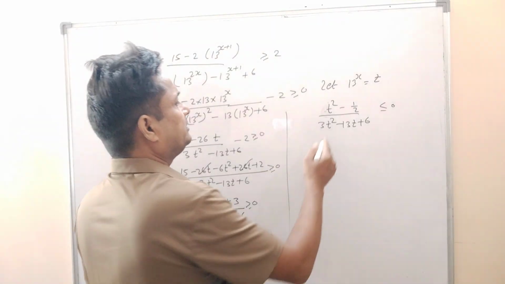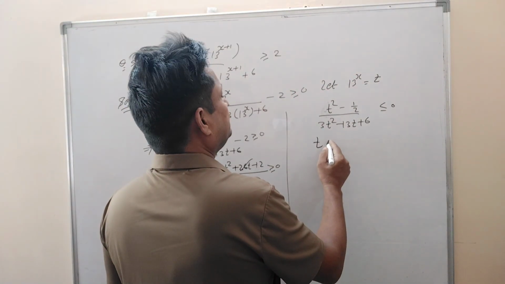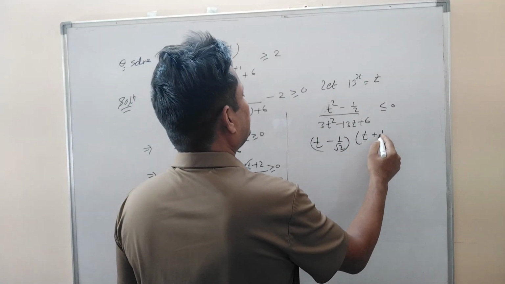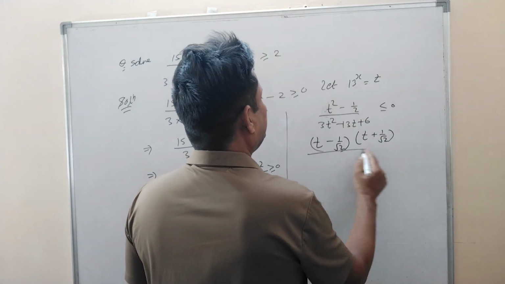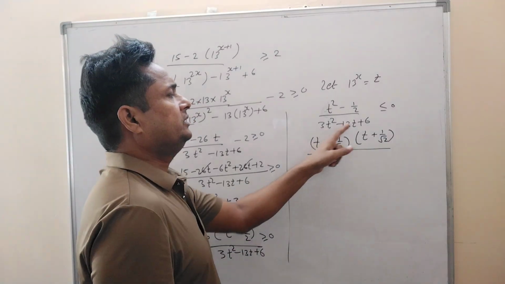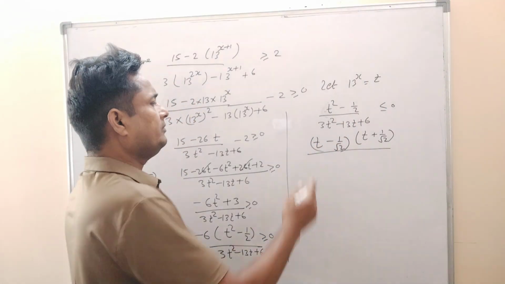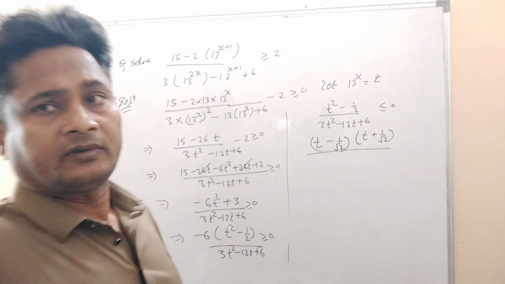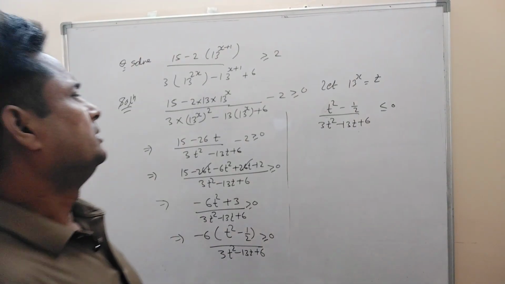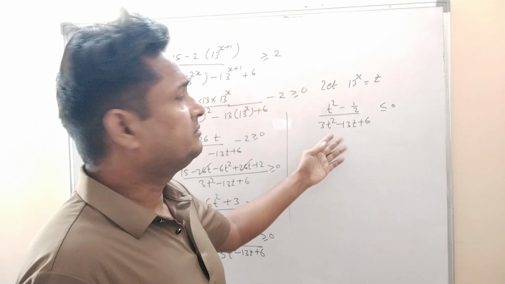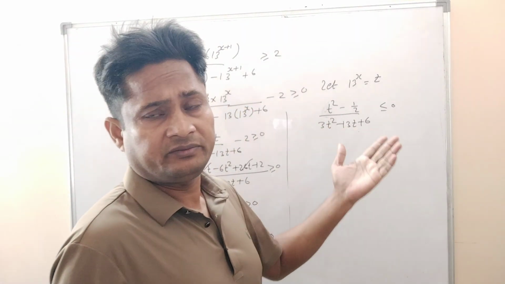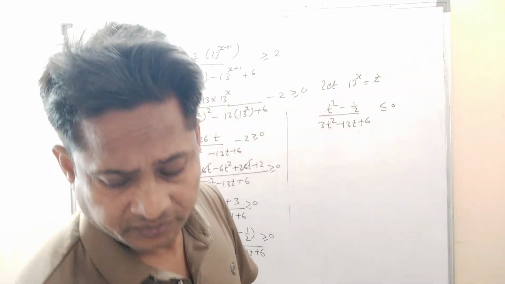This can be factorized as how much? t minus 1 by root 2 and t plus 1 by root 2, divided by, now factorize this term. What will be the roots of this equation? So after this, you can factorize this one, and apply the wavy curve method. You can get your answer.